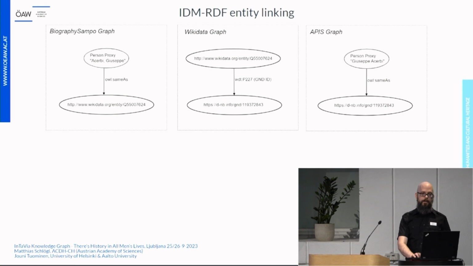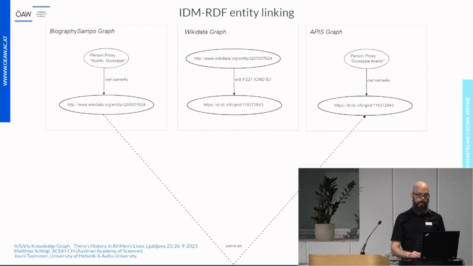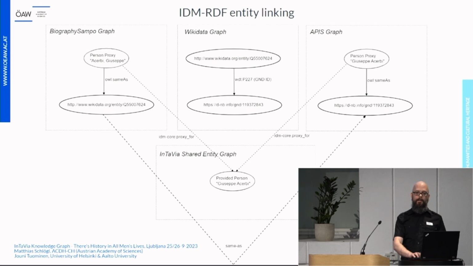And by using this information, we can deduce that these person proxies in these two different biography datasets are actually the same, and based on that we can create an integrated person entity for this Giuseppe Acerbi, and we can say that these person proxies are connected to the same real-world person.